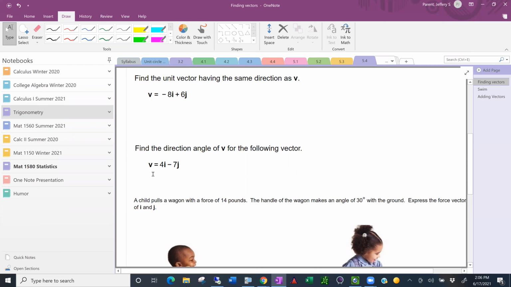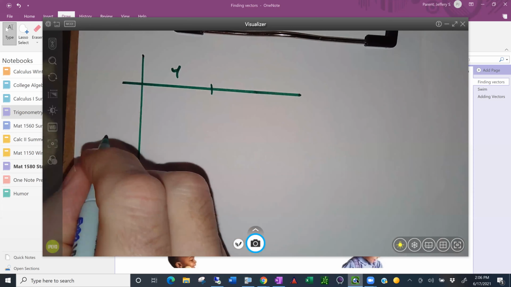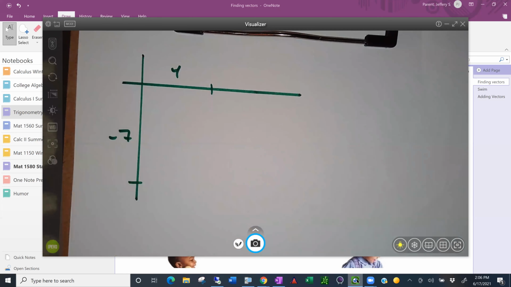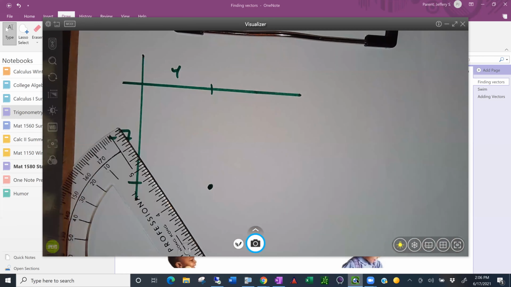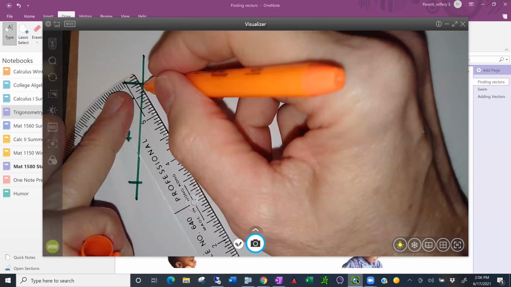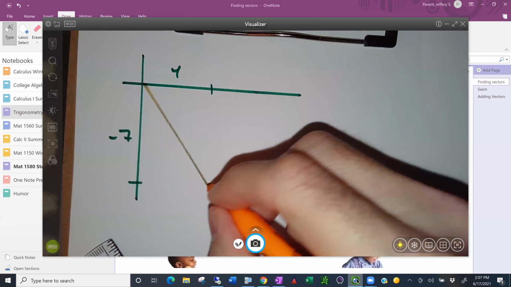So this vector points in the direction of 4 and -7. Can anyone tell me what quadrant that's going to be in? First. Oh, no. All right, go ahead, fourth. Amend your answer. All right, 4th quadrant, excellent. So something like this, get this side of length 4, this side of length -7. So our vector is pointing from the origin to this point. So it's going to start out here and end up here. Beautiful.